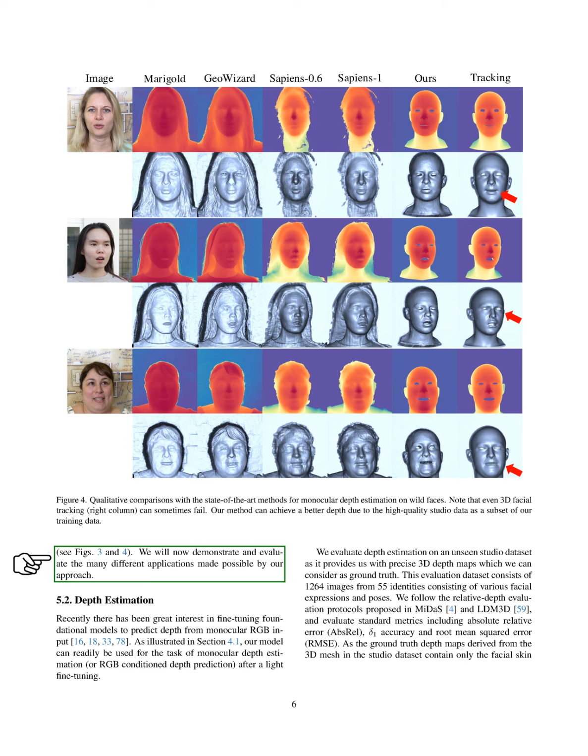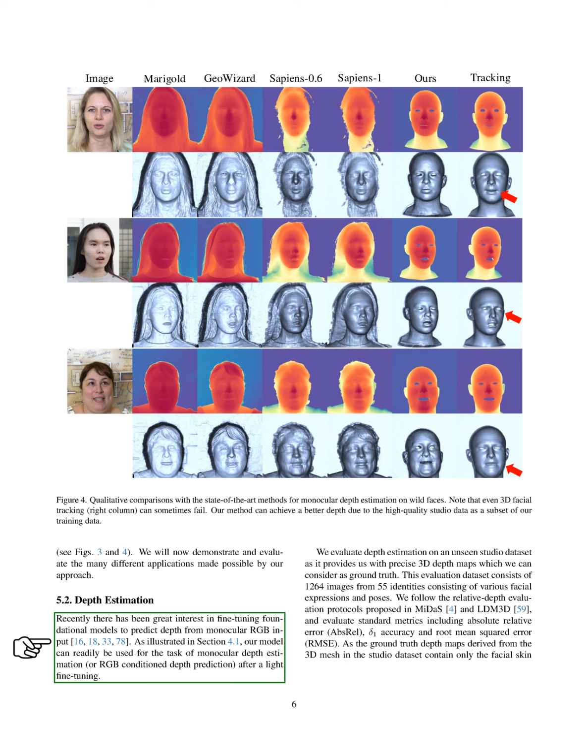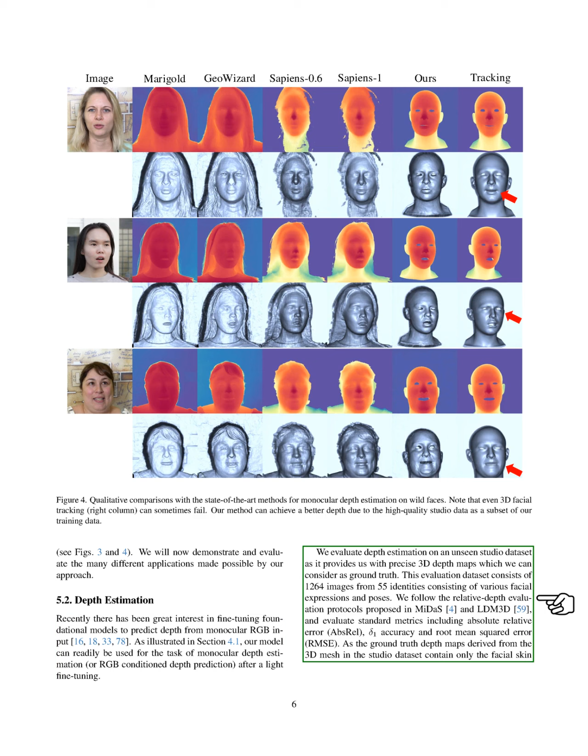Section: Depth Estimation. In this section, we explore depth estimation, which has gained significant attention recently for predicting depth from single RGB images. Our model can effectively perform monocular depth estimation with minimal fine-tuning. We assess its performance using a studio dataset that provides accurate 3D depth maps, serving as our ground truth. This dataset includes 1264 images of 55 individuals displaying various facial expressions and poses.